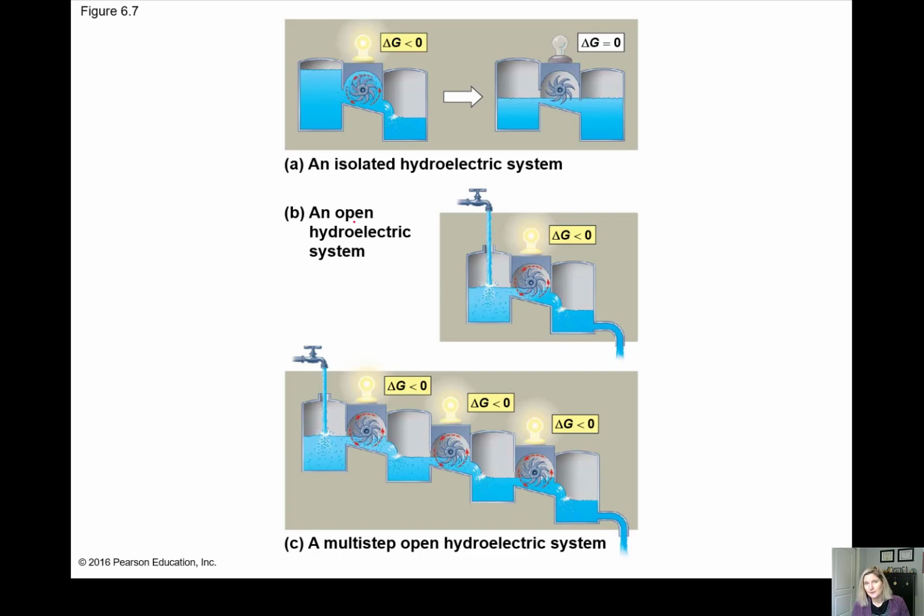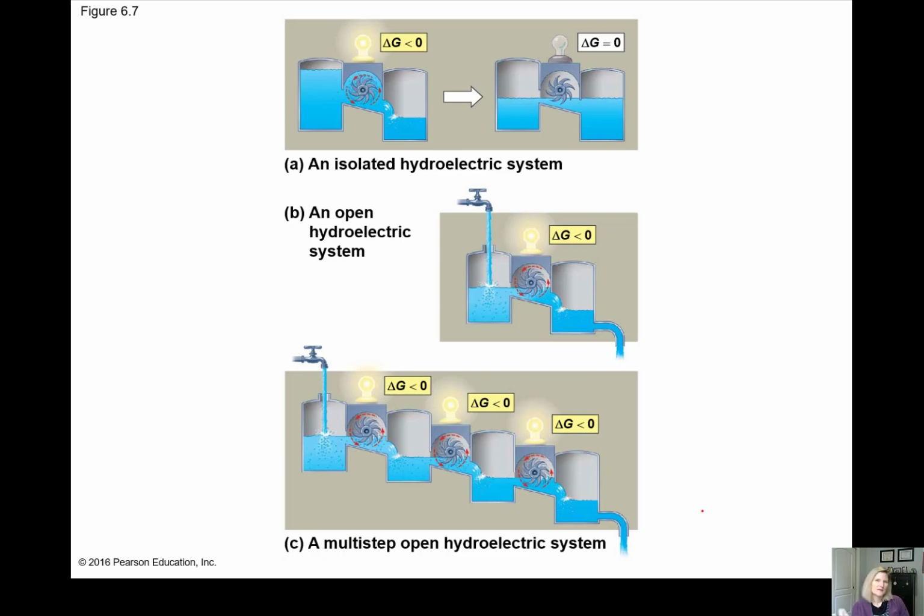If we create an open hydroelectric system, we can keep the amount of free energy at a negative number if it's a multi-step process. So you can see how if we keep adding water to the system, that's going to keep the turbines flowing, releasing energy. And then if it's set so that we can keep using that extra energy from gravity, that will keep the free energy at a lower level.